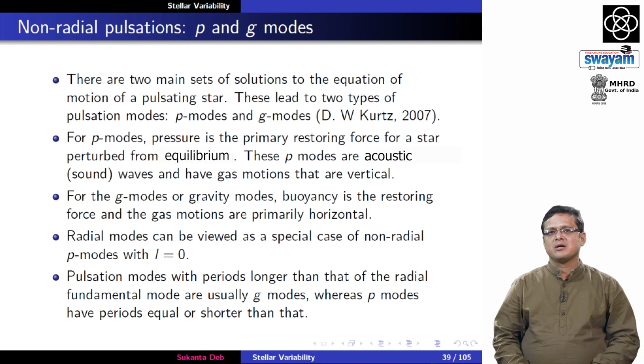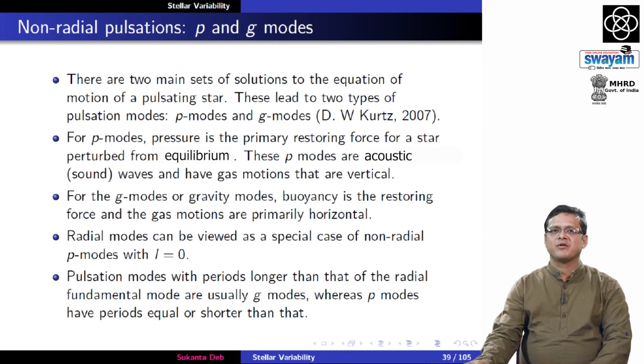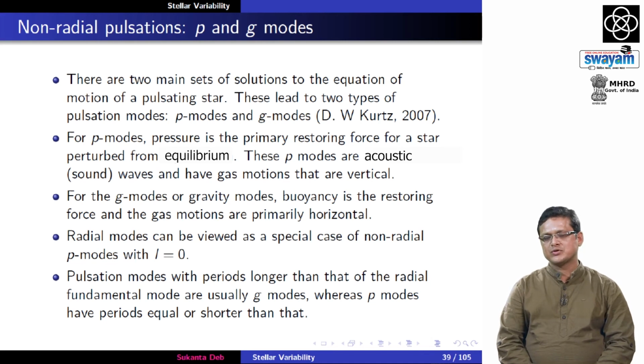Non-radial pulsations are also classified into P and G modes, and these are the two main sets of solutions to the equation of motion of a pulsating star. For P modes, the pressure is the primary restoring force perturbed from the equilibrium. These P modes are acoustic waves and have gases which are moving in vertical directions. For the G modes or gravity modes, buoyancy is the restoring force and the gas motions are primarily horizontal. Radial modes can be viewed as a special case of non-radial P modes with L equal to 0.